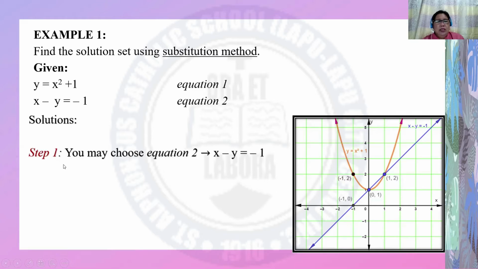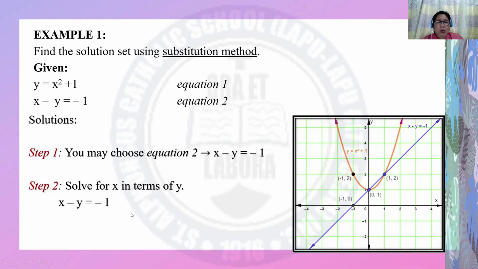For the solution, step 1, you may choose one equation only. So, for example, you would like to choose equation 2, and equation 2 is x minus y is equal to negative 1. Then after that, you have to solve for x in terms of y. Or if you would like to solve for y in terms of x, it can be. So here, we're solving for x in terms of y.